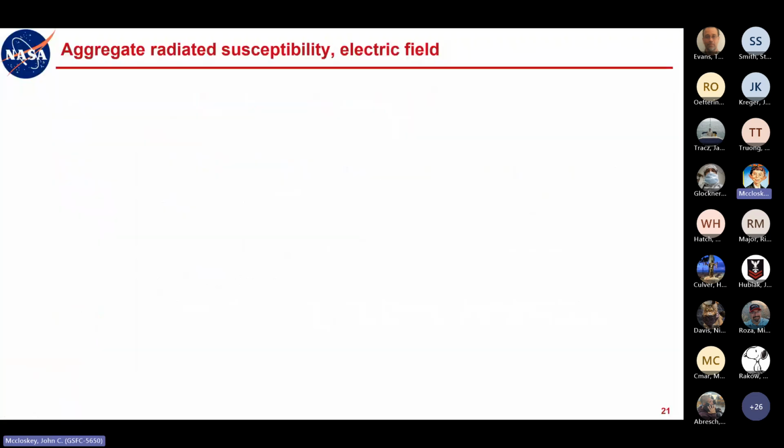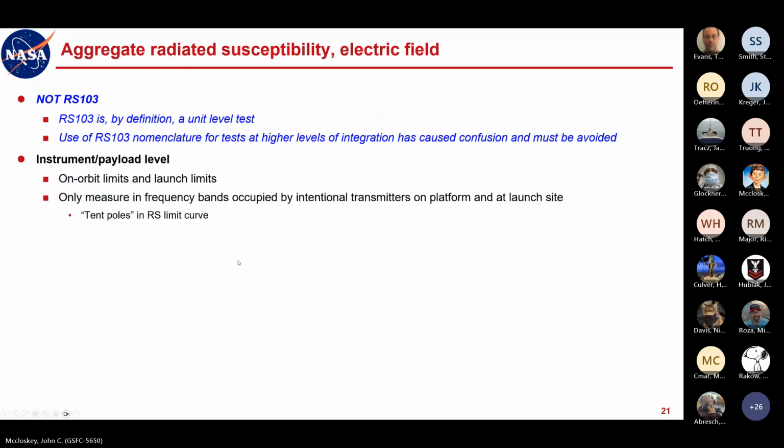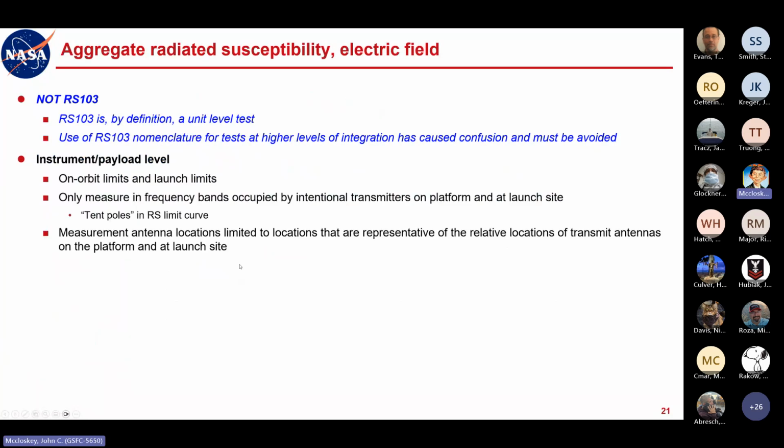And then a similar thing, measurement antenna locations limited to locations that are representative of the relative locations of transmit antennas on the platform and at the launch site. Now that's much easier to do with transmit antennas on the platform and on the launch vehicle. Launch site is a little bit of a different beast because you don't really know where those transmitters are going to be. But at least, for your platform antennas on the spacecraft, those you should know by the time you get to this point.